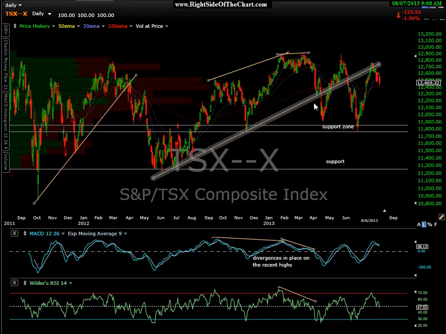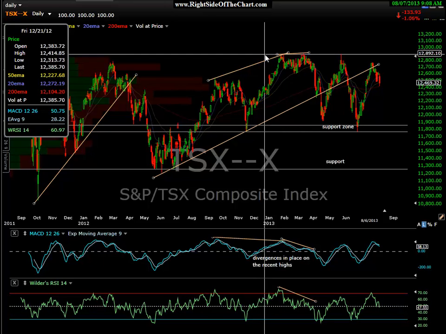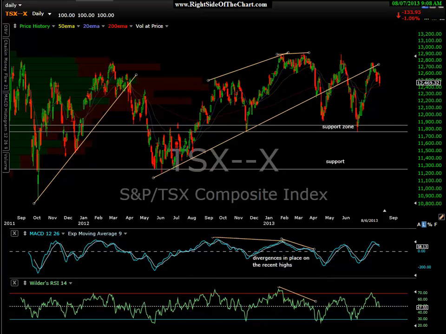but we've come back to test this uptrend line. So again, right now, and at least until the Toronto Stock Exchange can get up and take out this, call it 12,900 level, we're not looking so hot there.